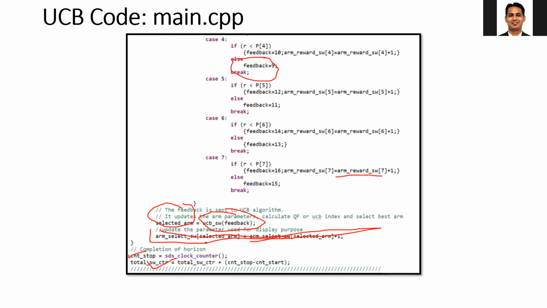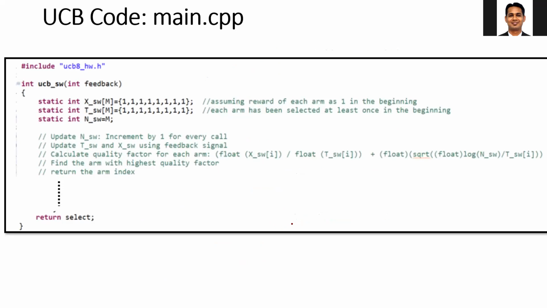Okay, so now we will give you the idea of how to implement it. We are not going to share the code, but we will give you the idea of how to implement it in this UCB software function. So what are the tasks the UCB software function needs to do? It needs to update the parameters, calculate the quality factors, and return the selected arm in that time slot.